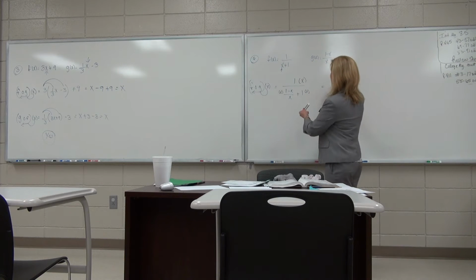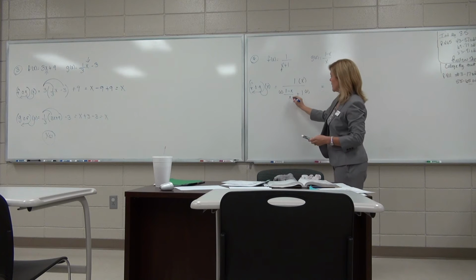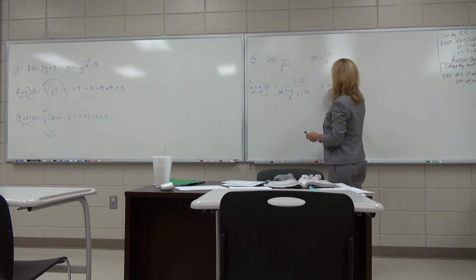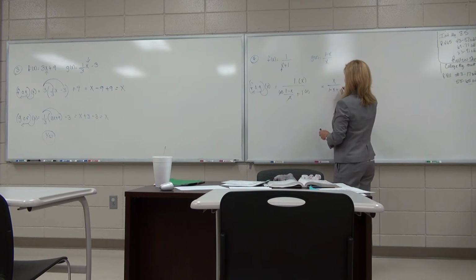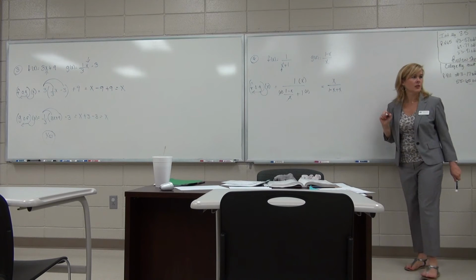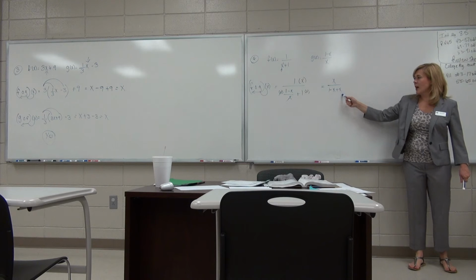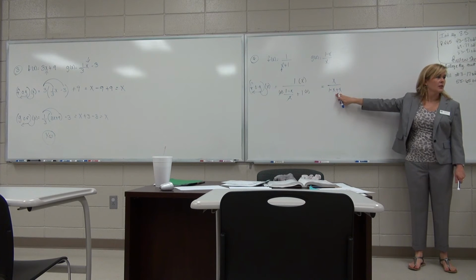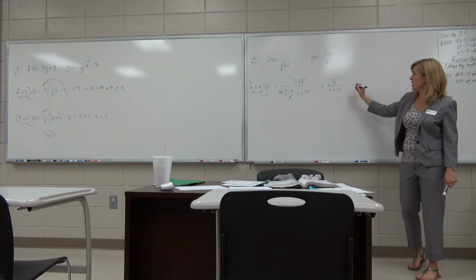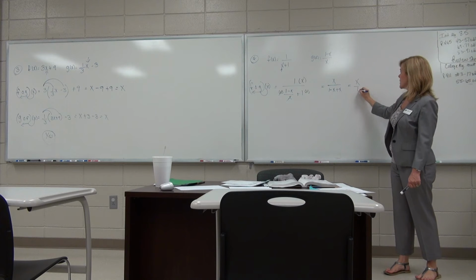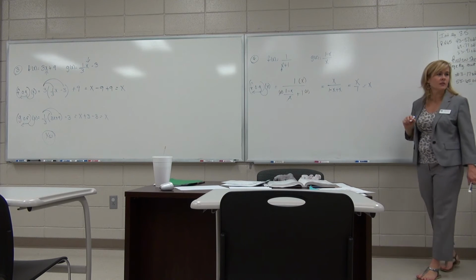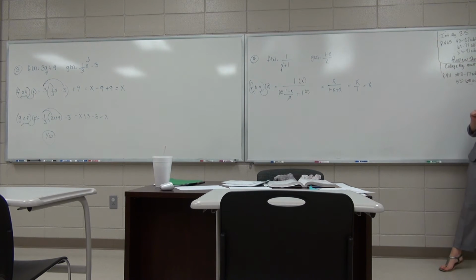So in the numerator, 1 times x is x. Here they divide out, so I have 1 minus x. 1 times x is x. What's going to happen to these x's right here? They subtract out to 0, so you're just left with 1. And of course, x over 1 is just x.